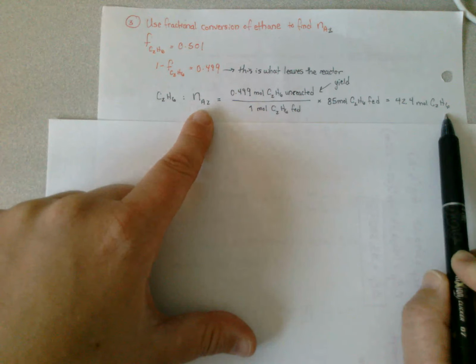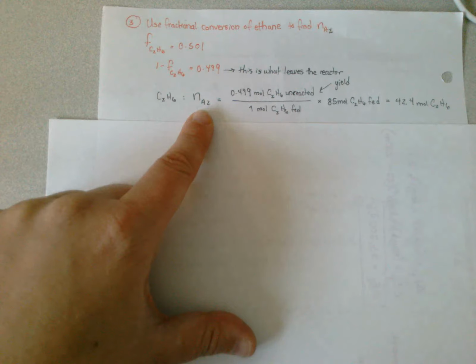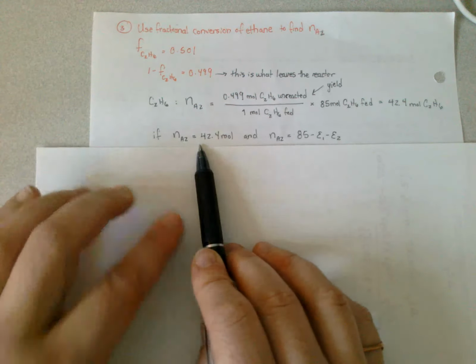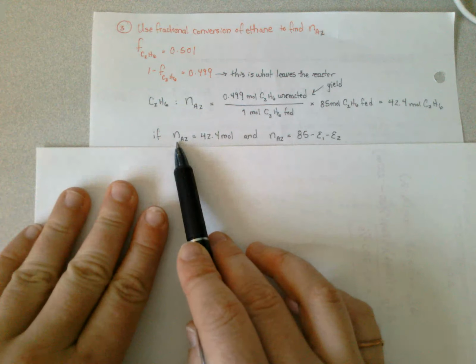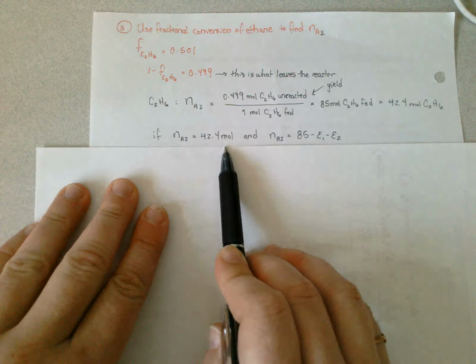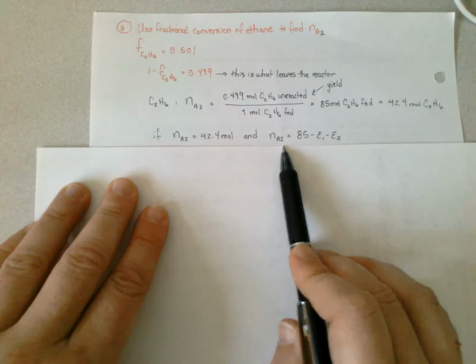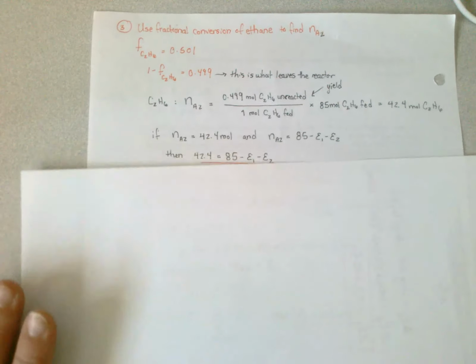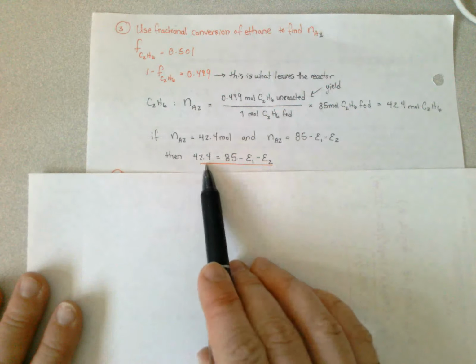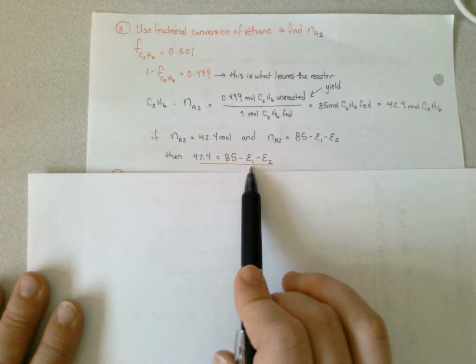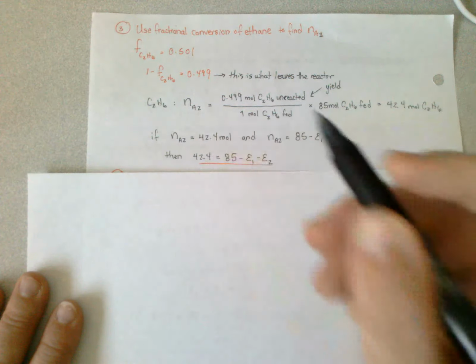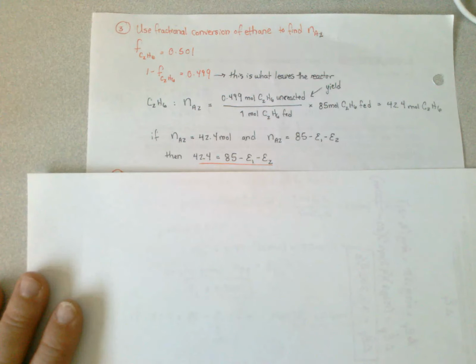So there we go. We've got that value. Now, if we go back to our extensive reaction components and our equations that we wrote, we now know that Na2 equals 42.4 moles, and we know that Na2 also equals 85 minus E1 minus E2. So we can get an equation that says 42.4 equals 85 minus E1 minus E2. Now we can't use that at the moment, but maybe we can use that later on.